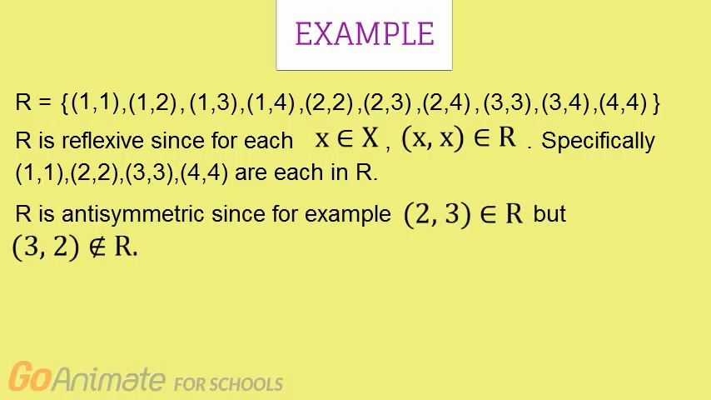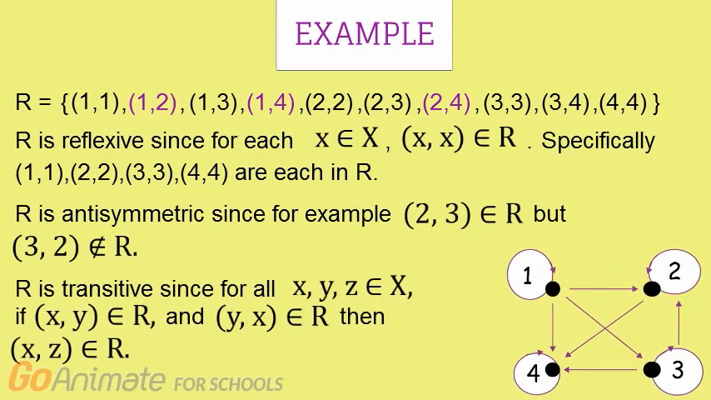To check for transitivity, we have to look at pairs of the form (X, Y) and (Y, Z), and check whether (X, Z) is in R. For example, (1,2) is in R and (2,4) is in R. Observe that (1,4) is also in R. After doing this for all the ordered pairs in R, we can conclude that R is transitive.